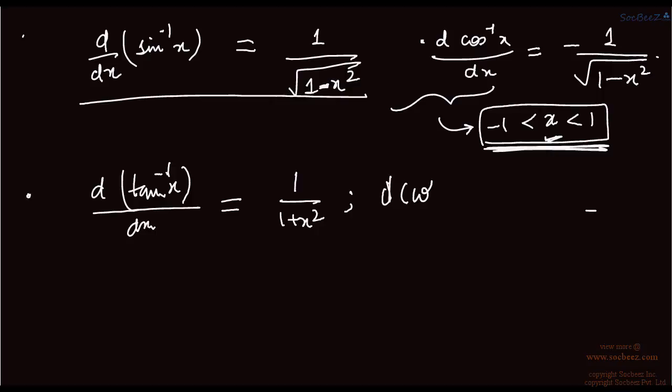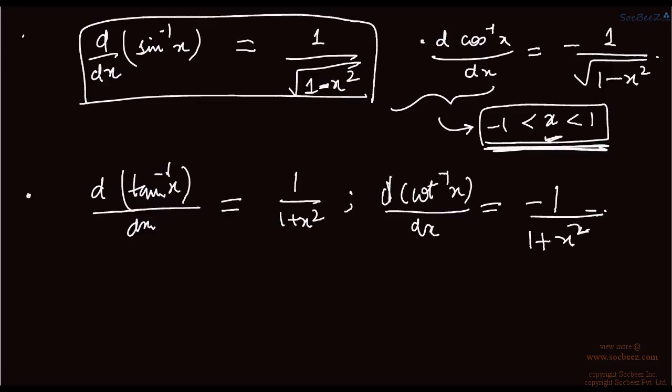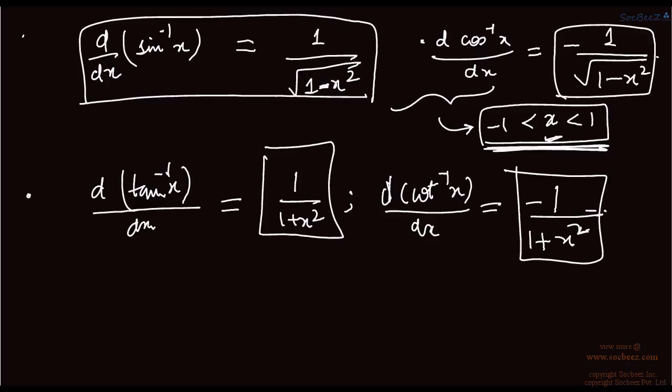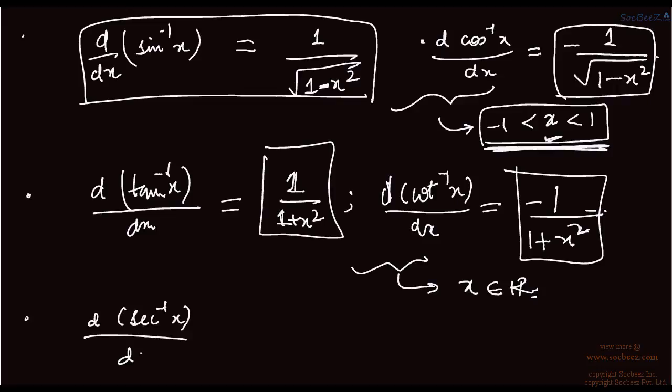Similarly, you have d of cot inverse x by dx, that is equal to minus 1 upon 1 plus x square. Mind this, minus 1 upon 1 plus x square. Just like this, if sine inverse is positive, then cos inverse is just the negative of that. If tan inverse is something, then cot inverse is just the negative of that. Here in these two cases, x belongs to R, because the domain for tan inverse is R, and the denominator can never be made 0, because 1 plus x square is never equal to 0 for any x in R.